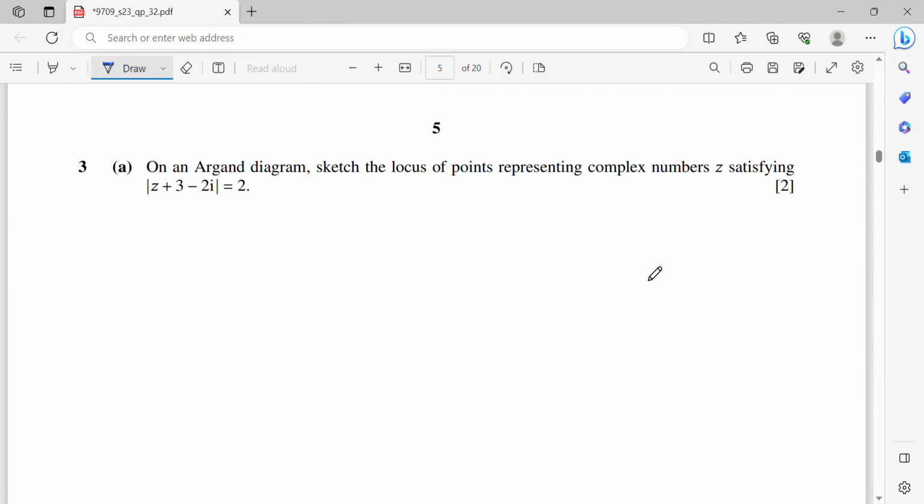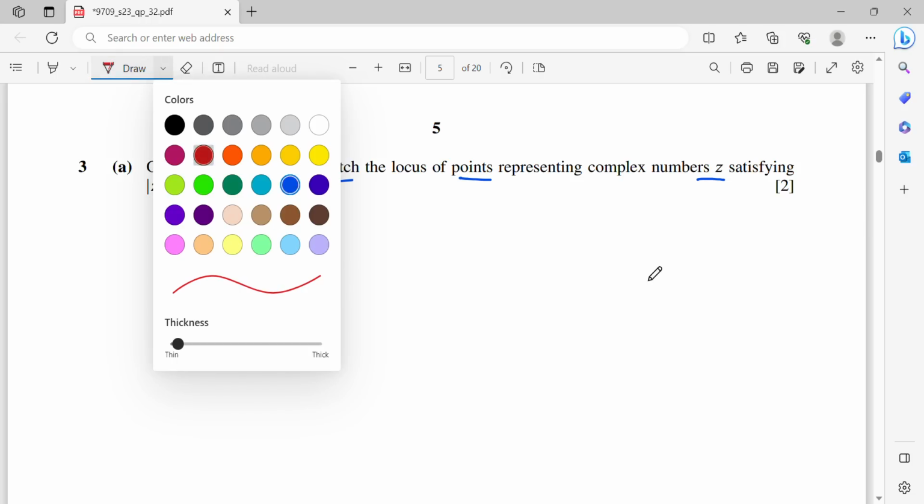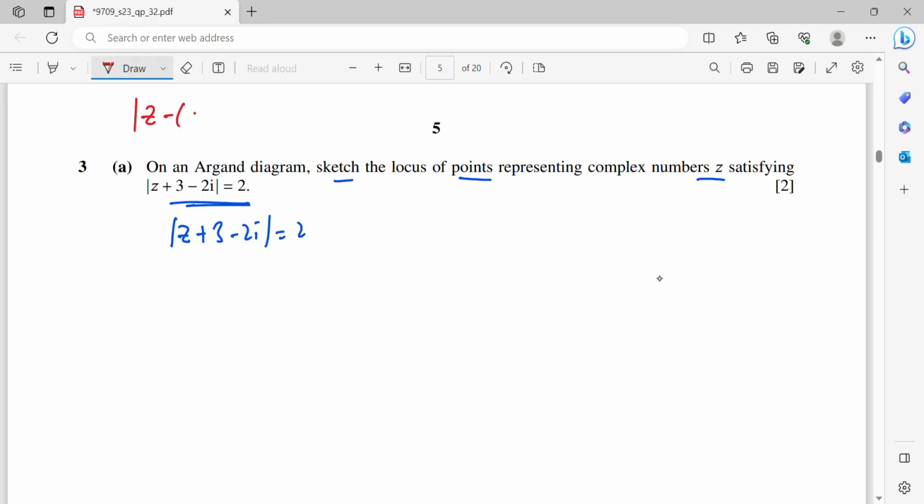Okay, now next question, number 3. On an Argand diagram, sketch the locus of points representing the complex numbers z satisfying this. Alright, so if you have one modulus and the other side is a number, this is the circle equation. So I will change to the general form first. The general form of the circle equation is basically modulus of z minus (x plus iy) equals r.